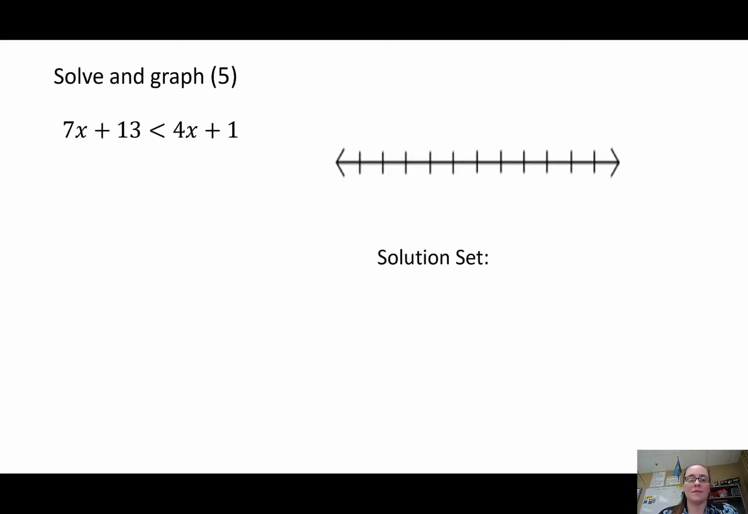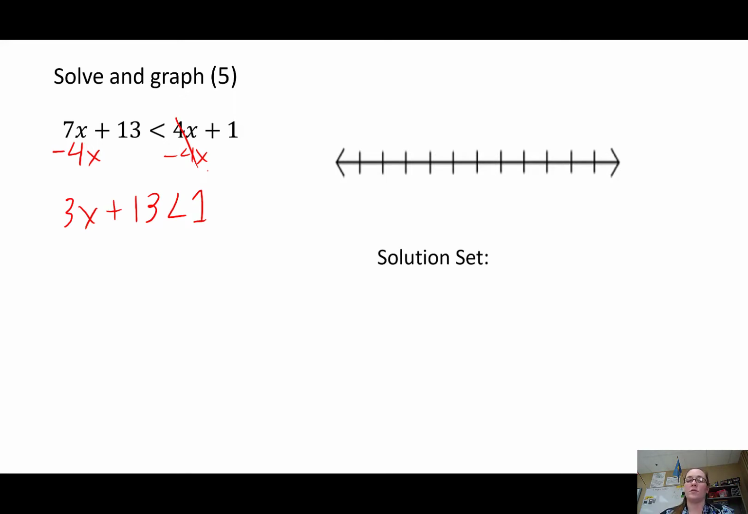All right, in this video, we're going to talk about solving multi-step inequalities and focus on variables on both sides. Okay, so I've got 7x plus 13 less than 4x plus 1. So I need to minus 4x on both sides because I'm going to move this smaller variable. That gives me 3x plus 13 less than 1.